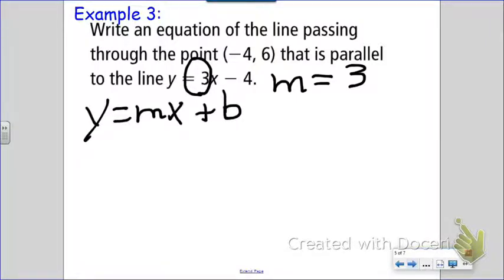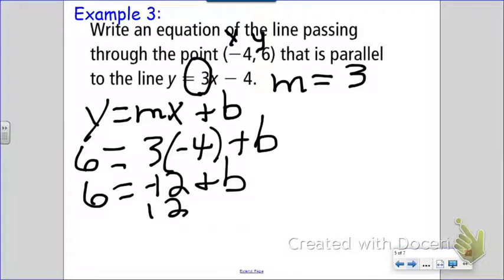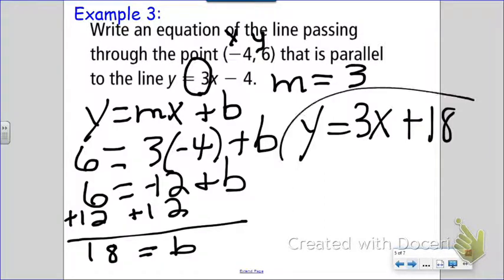We're going to plug in the point for x and y, 6, and find our new b. 6 equals 3 times negative 4 plus b. 3 times negative 4 is negative 12. Add 12 to both sides. So b equals 18. My new equation, I'll fill in the new slope, which is the same as the last one, and my new b value. Here's my equation of my line.